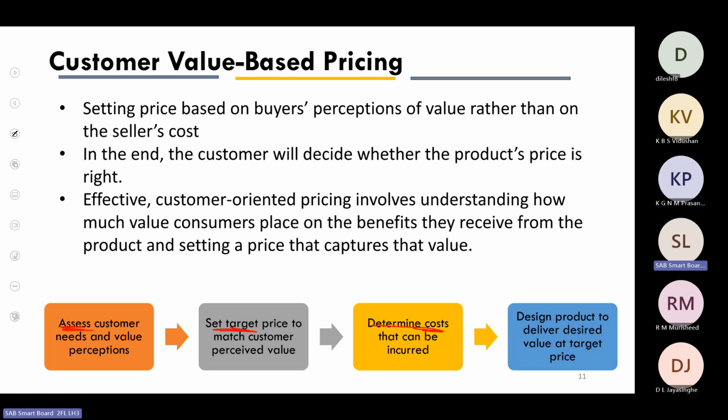And finally, they design the product to deliver the desired value at target price, right? This is how pricing happens in value-based pricing methods, right?